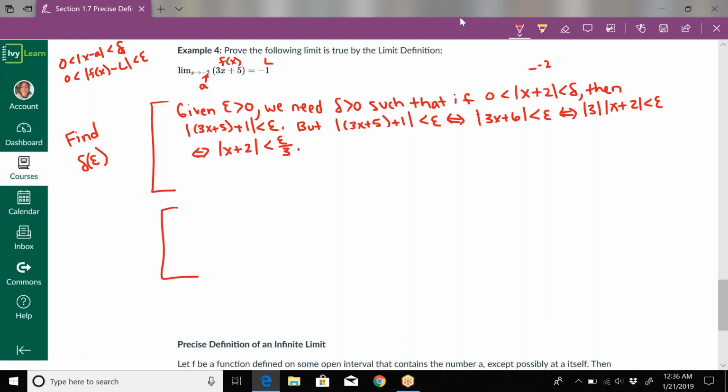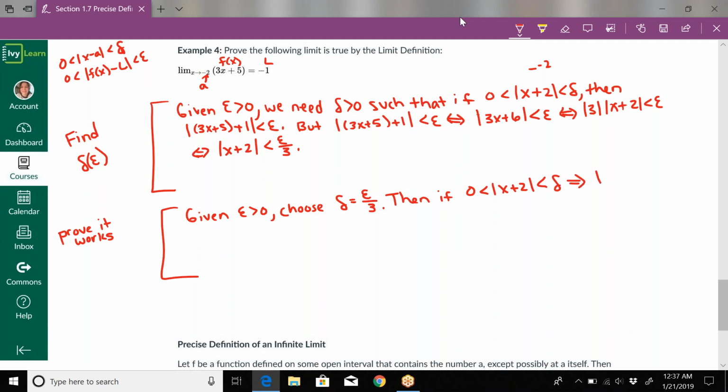Now we want to prove that it works. So I'm going to make you work the correct direction this way. We're going to start with the statement: somebody gave us the epsilon greater than 0, here's the delta we chose, and then we're going to plug in our delta and prove this. That shows that it works in the direction that it's supposed to in the if-then statement. So if we're given our epsilon greater than 0, and we choose our delta to be epsilon divided by 3, then if we have 0 < |x + 2| < delta, that would imply, since epsilon is greater than 0, I'm going to drop the 0 part, that |x + 2| is less than epsilon over 3.